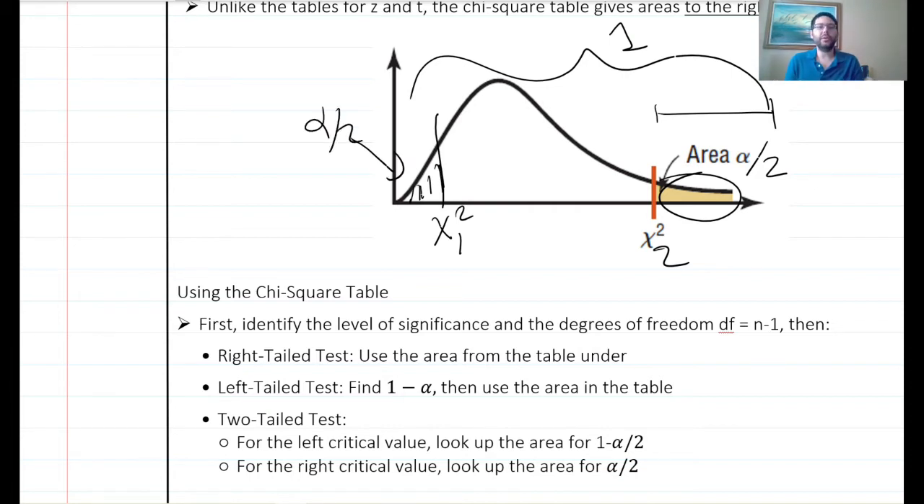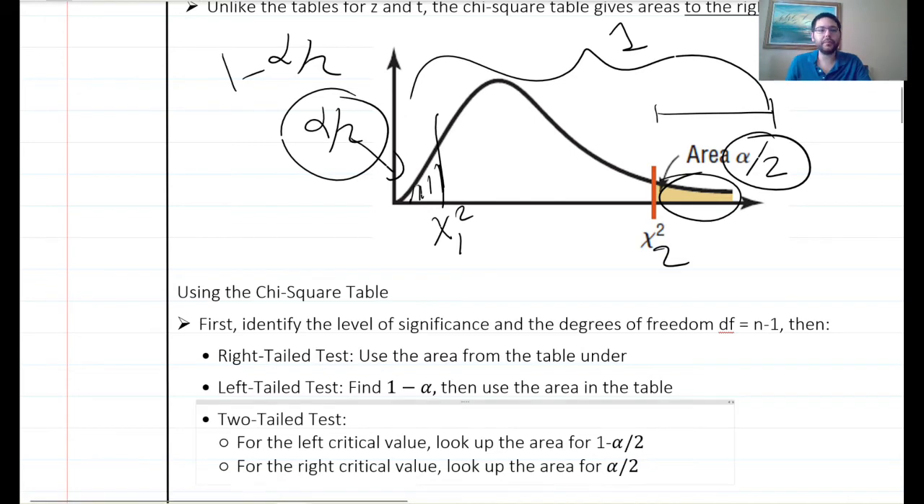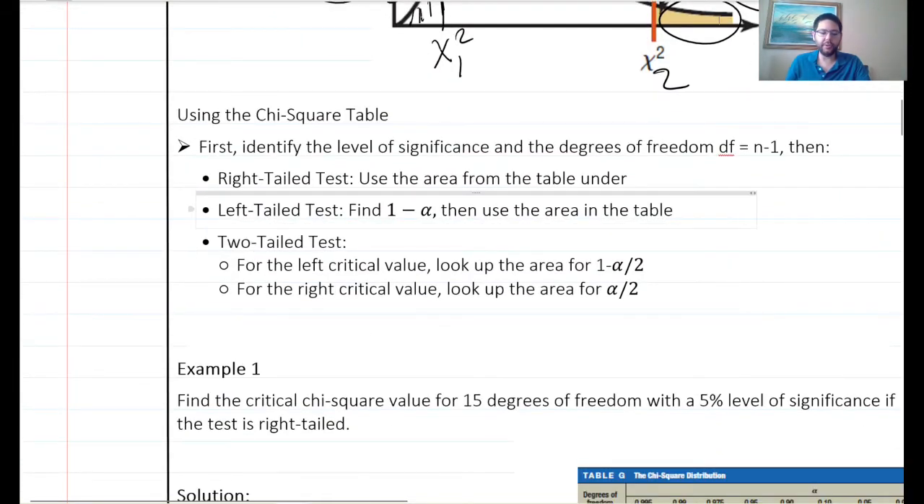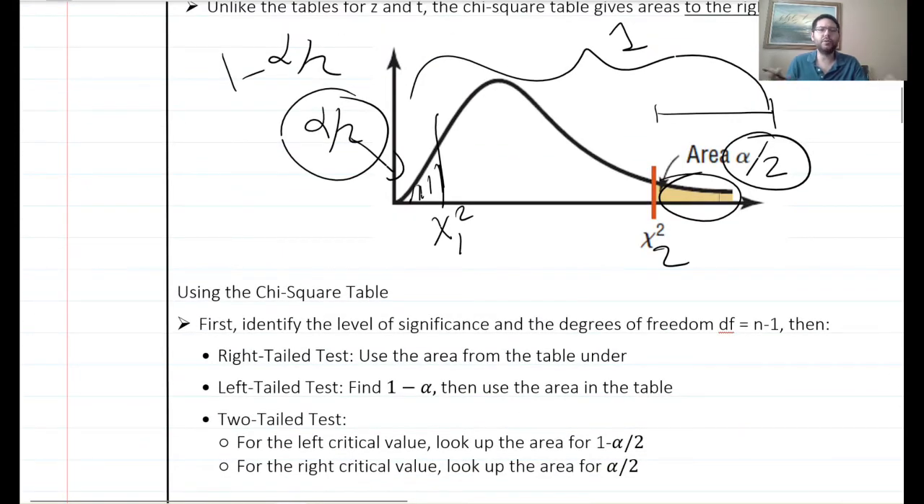But remember, in order to get the left side from the table, you have to do 1 minus. So for this one, you're going to have to look up 1 minus alpha over 2 to get the left chi-square value. To get the right chi-square value, you're going to have to look up alpha over 2. And that's exactly what it says here. For the two-tailed test, for the left critical value, you look up 1 minus alpha over 2. For the right critical value, you look up alpha over 2. So it makes sense if you look at it in terms of the graphic that I provide here. If you think about it in terms of the picture and actually draw the picture, it's worth 1,000 words. It actually does kind of tell you what to do.